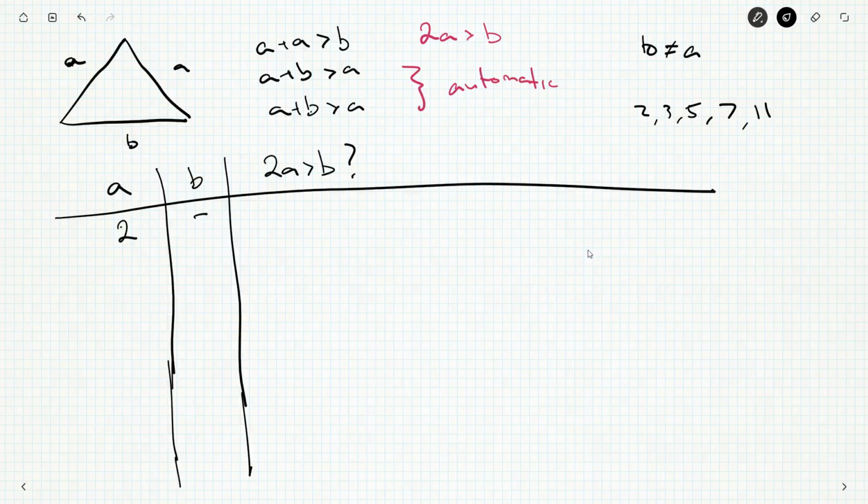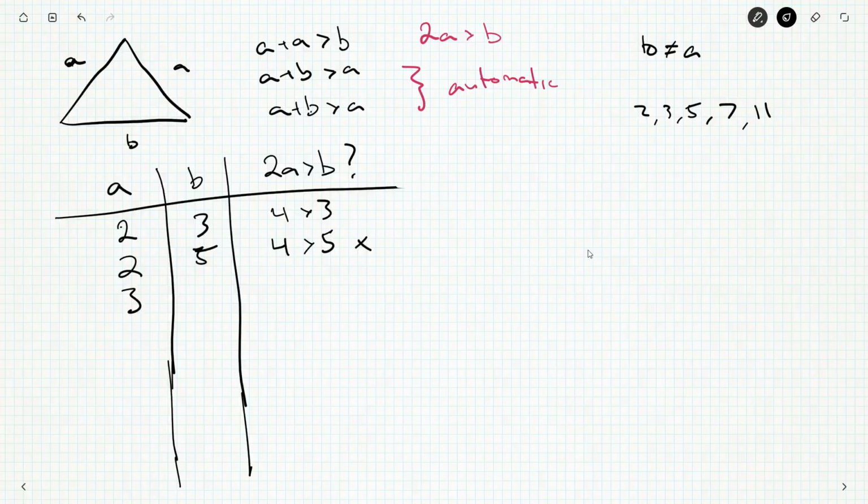Well, we can't have B as 2. Let's try B as 3. Yep, 4 is greater than 3. How about 2 and 5? Well, no, 4 isn't greater than 5. So that doesn't work. Okay. And we don't really need to check 2 and 7, 2 and 11, that sort of thing.